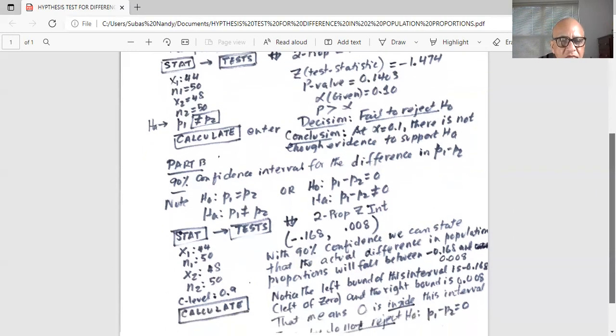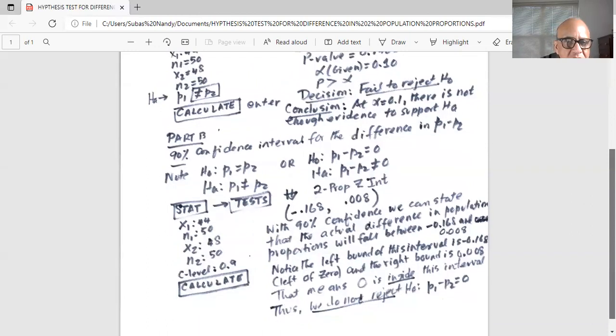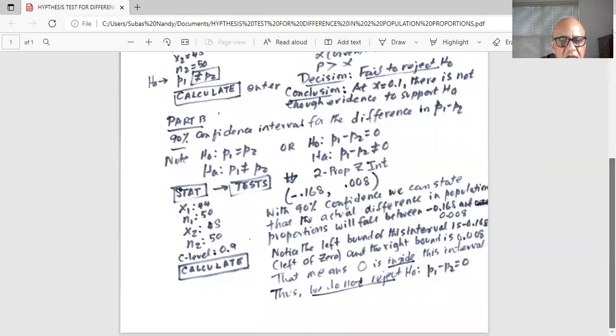And X1 is 44, N1 is 50, X2 is 48, N2 equal to 50, C-level is 0.9. And Calculate and hit enter. The confidence interval comes between minus 0.168, that is the lower boundary. The upper boundary is 0.008. What do these two numbers mean? With 90% confidence, we can state that the actual difference in population proportion will fall between minus 0.168 and 0.008.